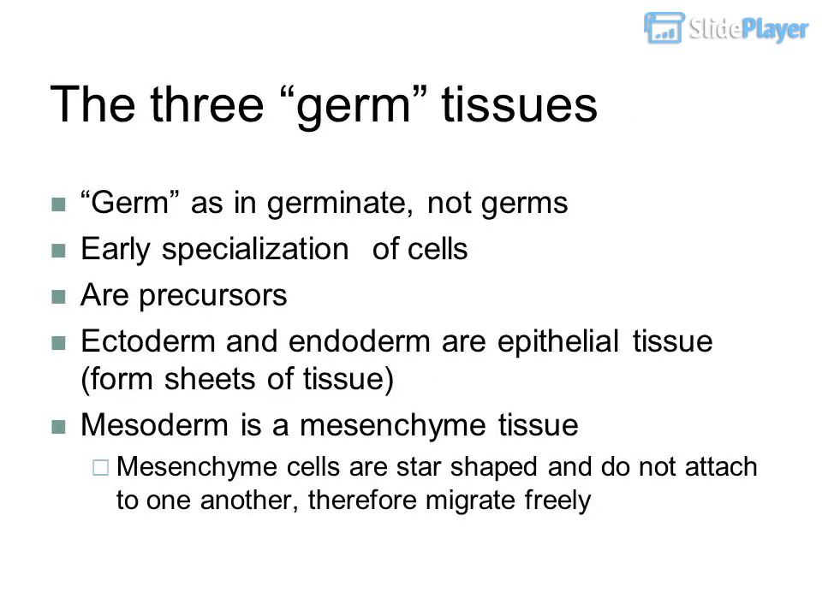The 3 germ tissues. Germ as in germinate, not germs. Early specialization of cells. Are precursors. Ectoderm and endoderm are epithelial tissue, form sheets of tissue. Mesoderm is a mesenchyme tissue. Mesenchyme cells are star-shaped and do not attach to one another, therefore migrate freely.